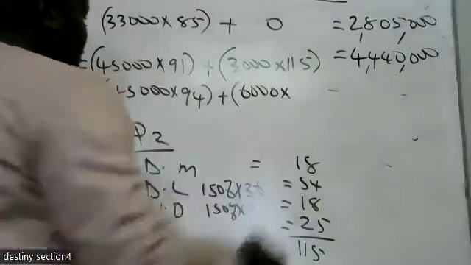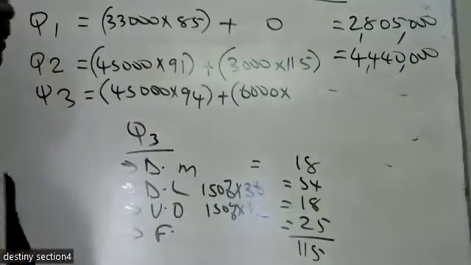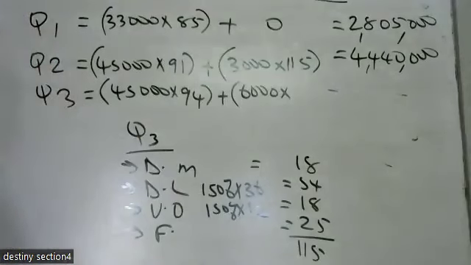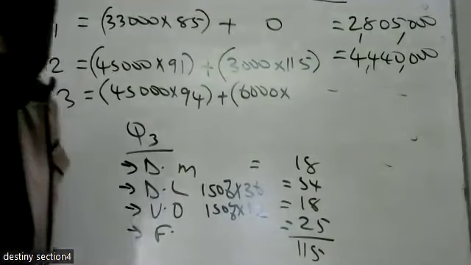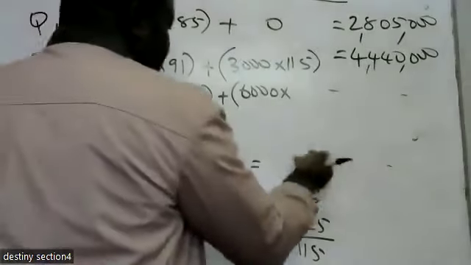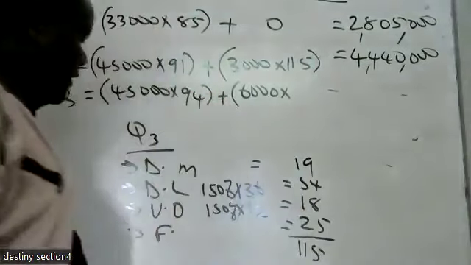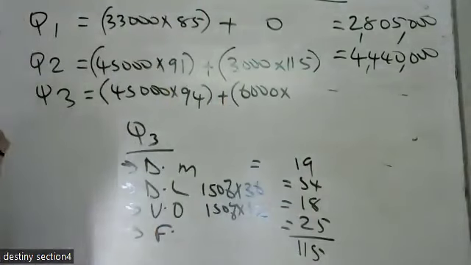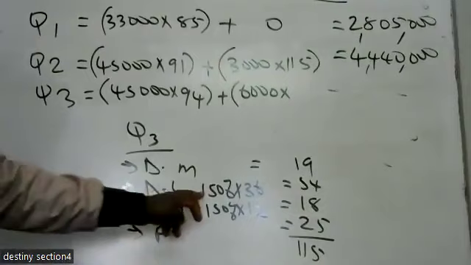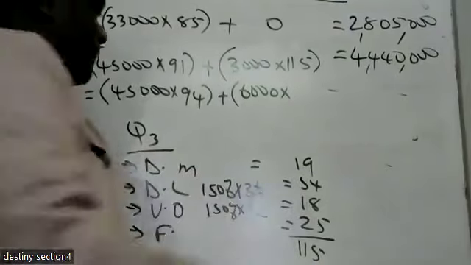So the 6,000, we do our work now for quarter 3. So direct material for quarter 3, 19. So you change this one to 19. Then direct labor, it was 36. So it goes up by 50%. So 150% of 36 will remain what? 54.